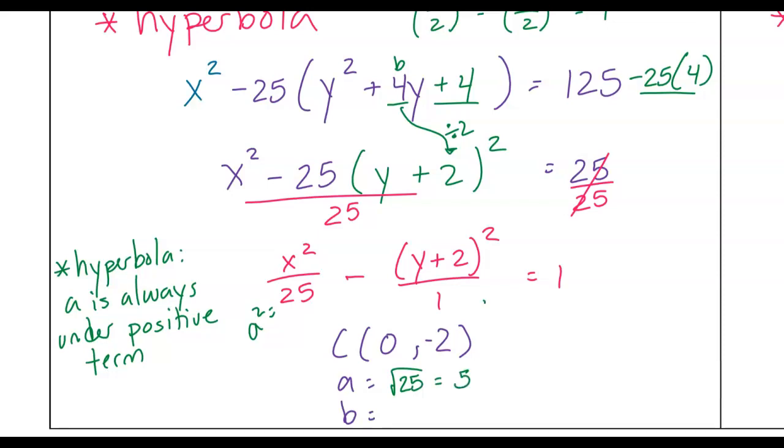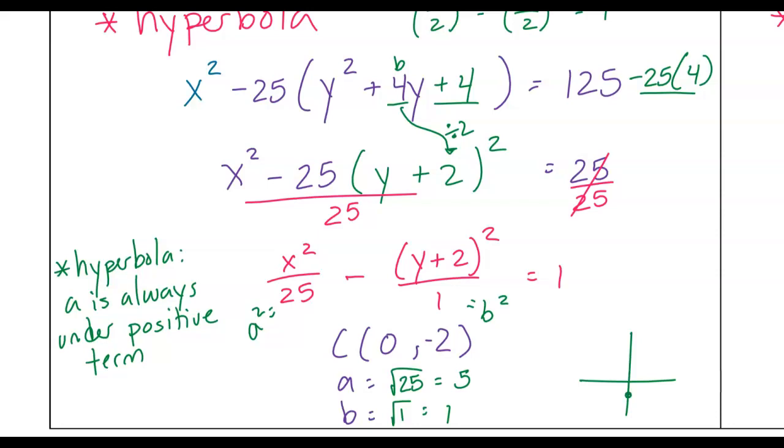So what is my b value then? What do I do to get my b? The other denominator. Right, you square root 1, which is just 1. So that's my a and b. And remember, this is a horizontal hyperbola, so my center is at 0, -2.